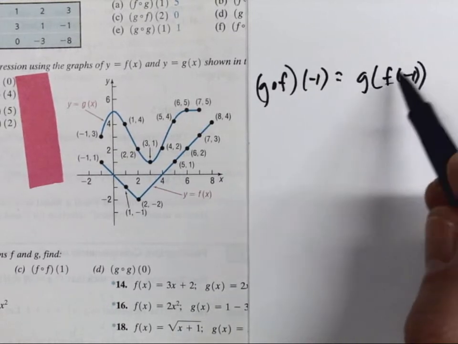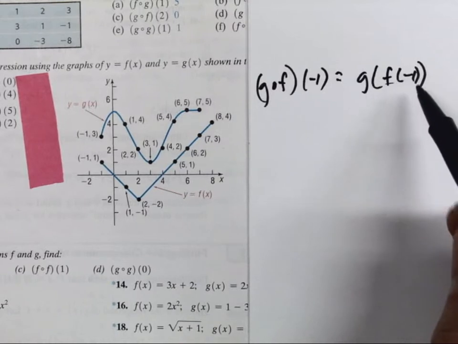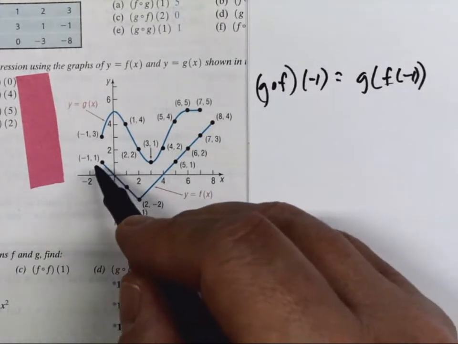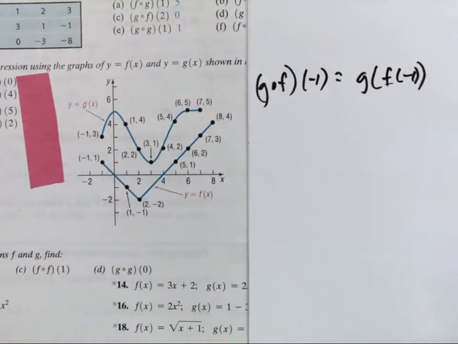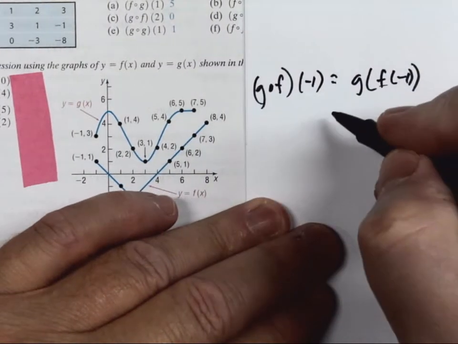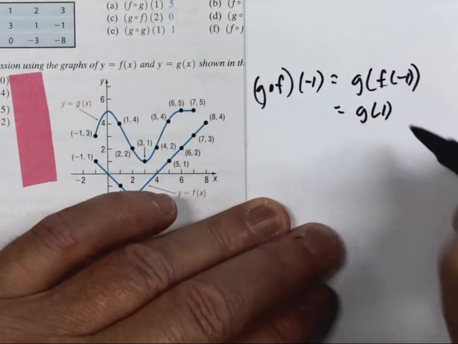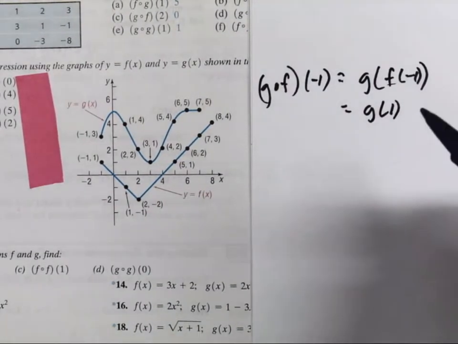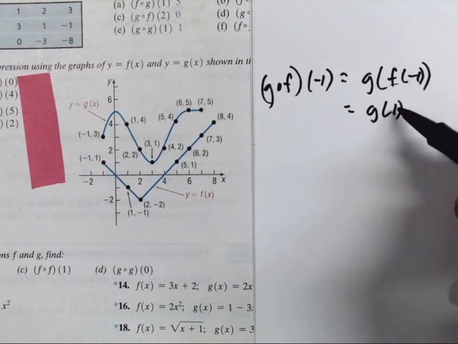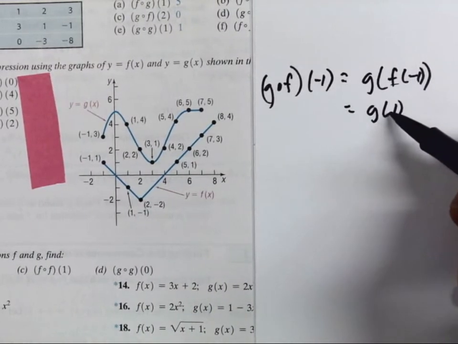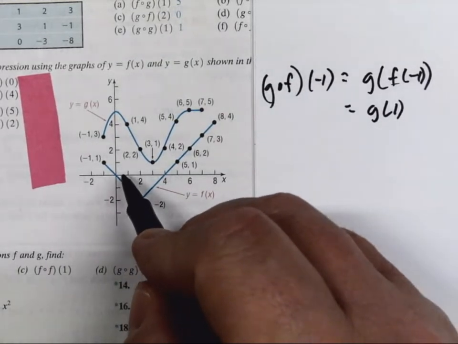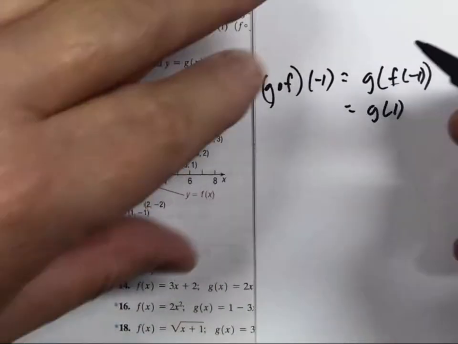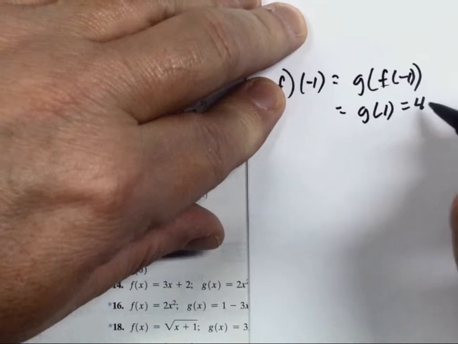This is basically saying, what's the value of the f function when x is negative 1? Well, x is negative 1 is right here. The f function is this one here. What's the value of the function? It's 1. So this now becomes g of 1. Now go to the graph, and wherever x equals 1, find the value of the g function. Well, x equals 1 is right here, the g function's up here. What's the value of the g function when x is 1? 4.